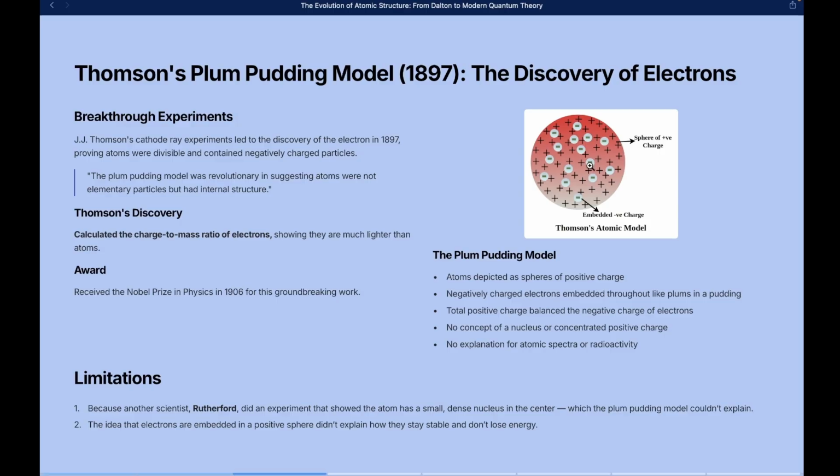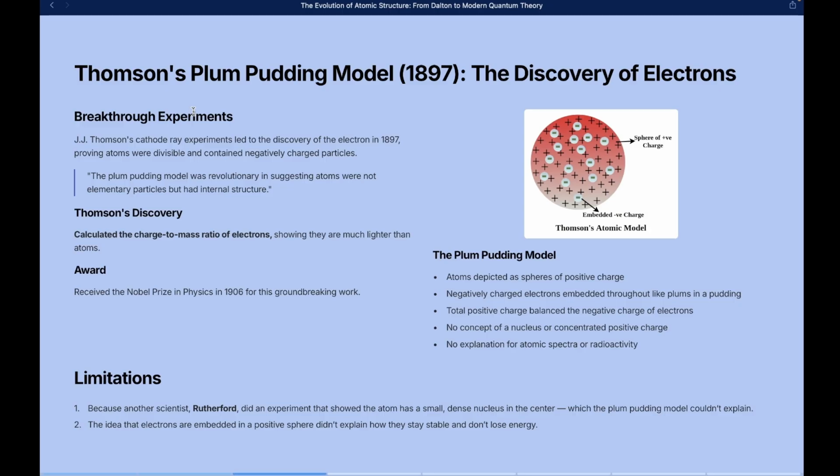The dough is the positive charge and the chocolate chips are electrons. So the main point of this model is that the atom is depicted as a sphere of positive charge, and electrons are embedded in it like seeds in a watermelon. The total positive charge and negative charge are equal, so the atom is neutral overall. However, no concept of a nucleus or concentrated positive charge has been given. No explanation for atomic spectra or radioactivity has been given.